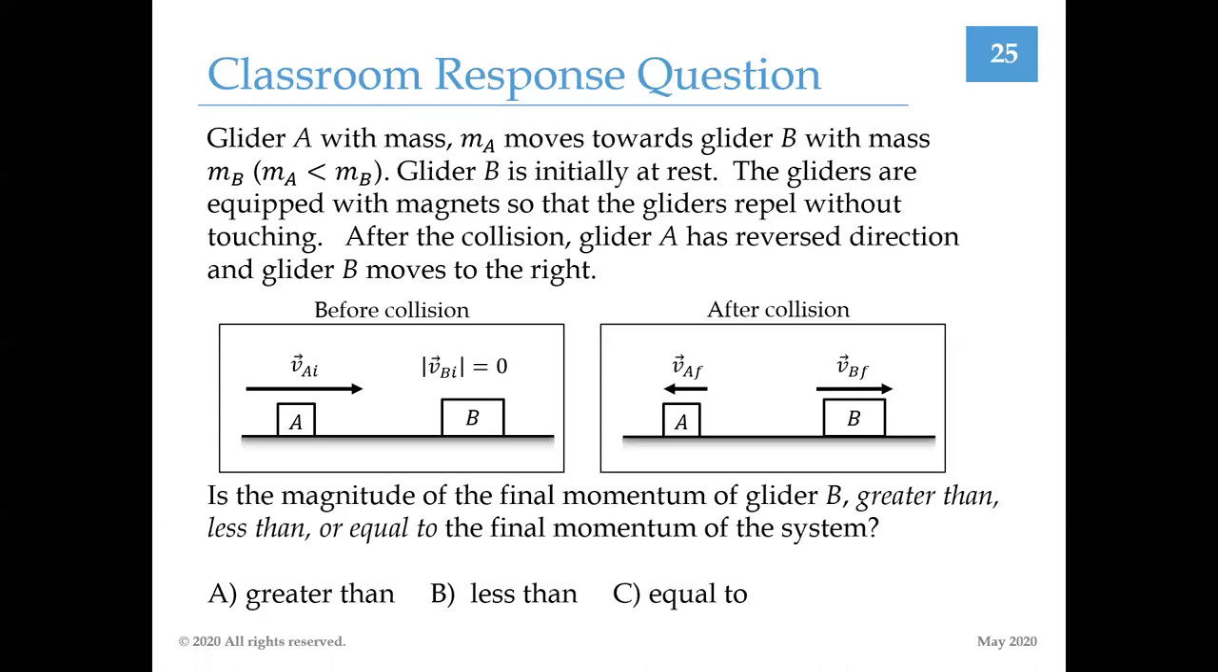The reason that's true is that block A, or glider A, is now moving to the left, so its momentum is now negative. So the total momentum of the system is this quantity for block B minus the quantity for block A. So the total momentum remains conserved. This can be a little bit tricky, but it really helps to write out what your initial momentum is for the system, and then write out what the momentum is for each piece within that system, and see how those things compare, knowing that the total momentum of the system before the collision and after the collision must be conserved. So again, based on that analysis, we see that glider B has a greater momentum than the final momentum of the system.